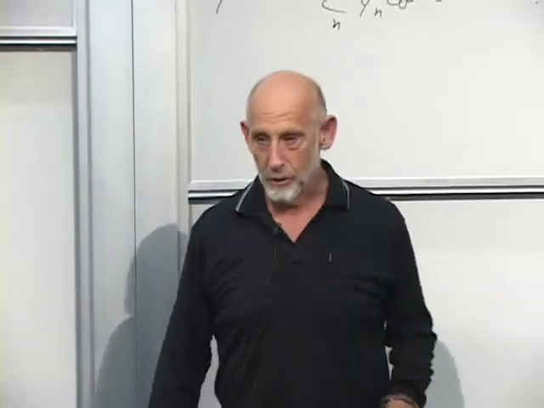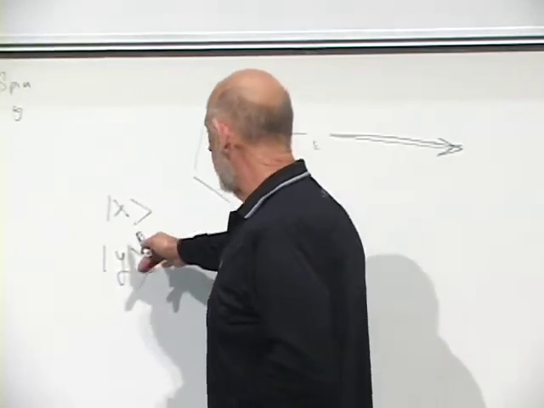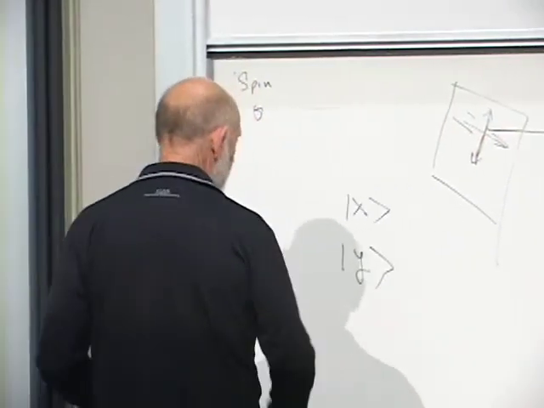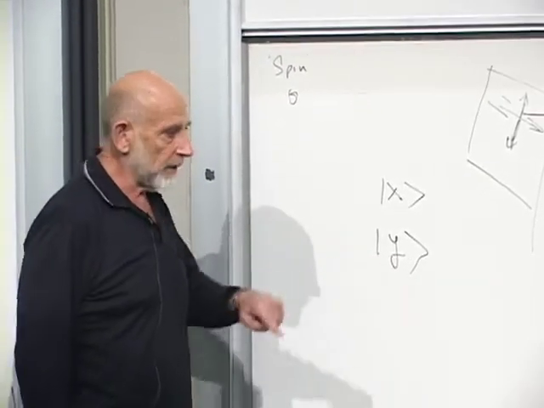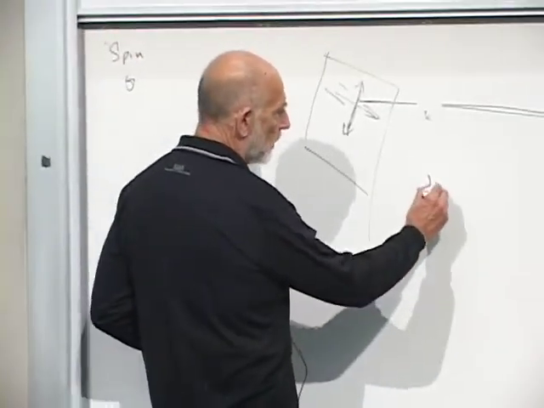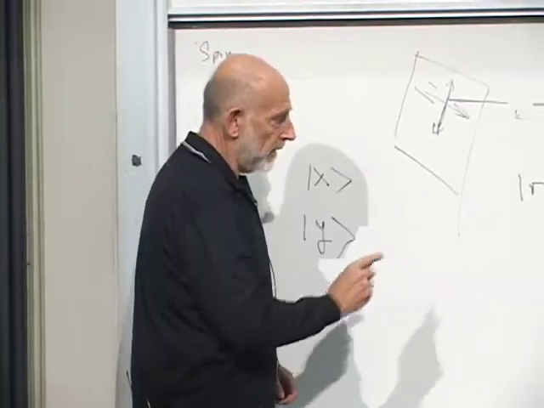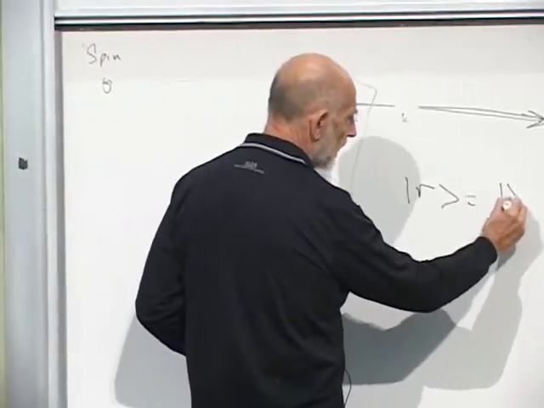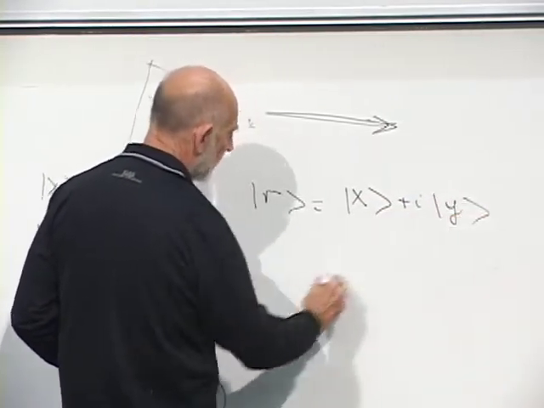What about circular polarization? Circular polarization is a linear superposition, a quantum mechanical linear superposition. Let's call it right-hand polarization, which means spin right-handed. That's equal to the state X plus i times the state Y.